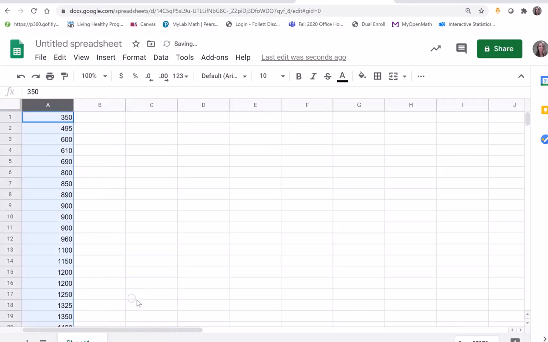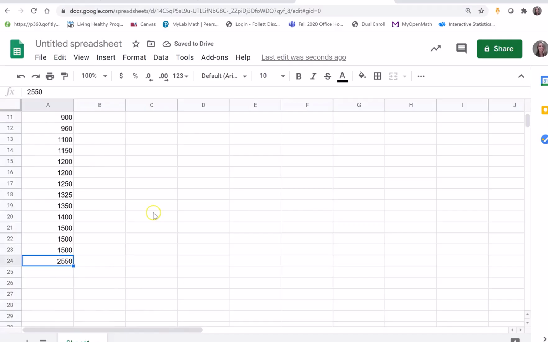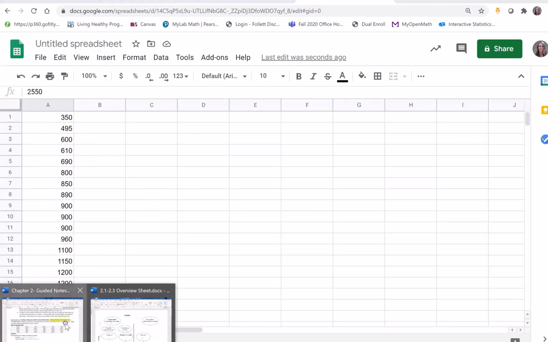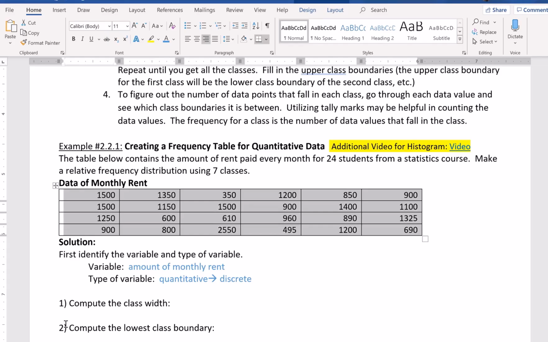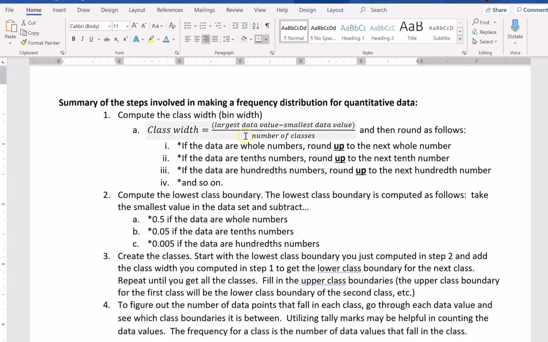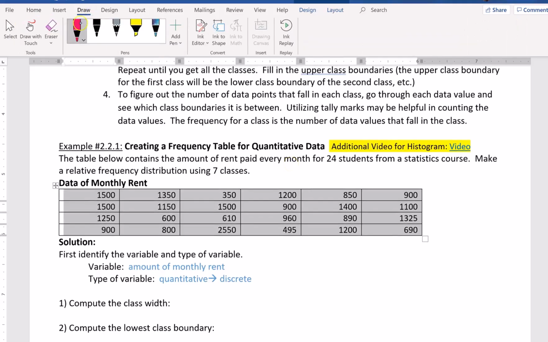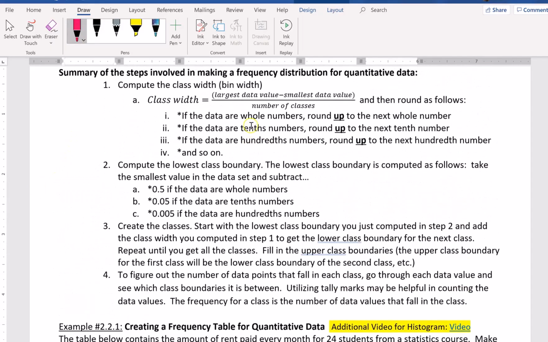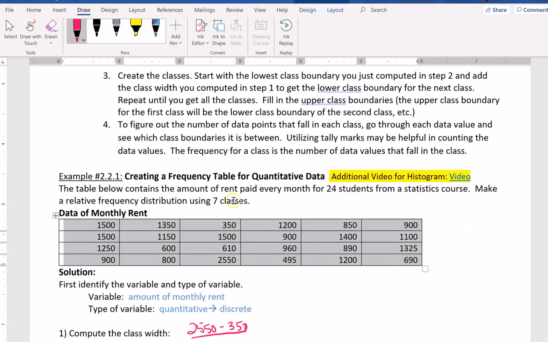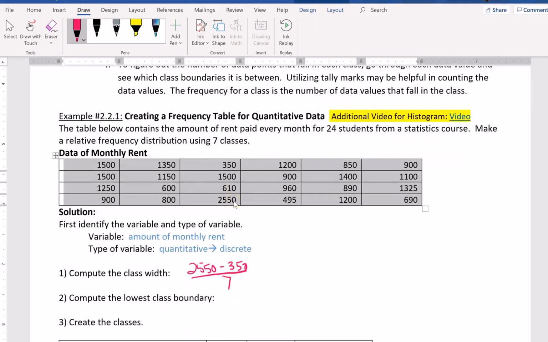Again, we should sort it. We have our largest is 2,550 and the smallest is 350. So the class width is largest minus smallest. So let's set that up. So 2,550 minus the 350 over the number of classes. And it tells us we want to use 7 classes.